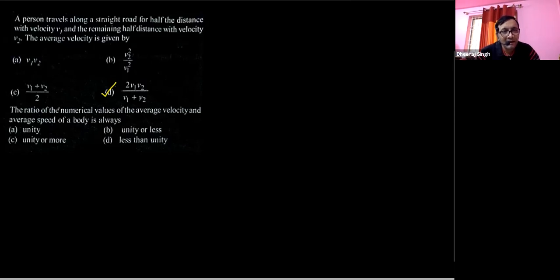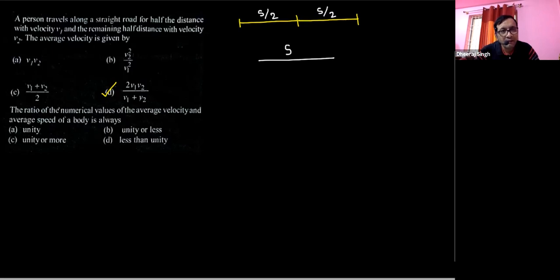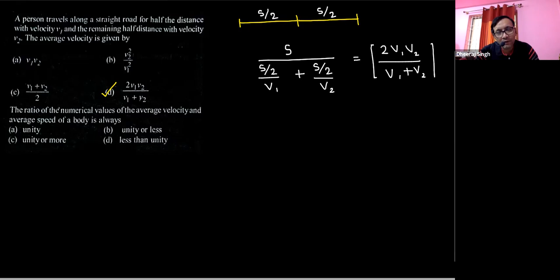Again, it is total distance by total time. So first, let's say the distance is this much, then that much. It travels half the distance, let's say S by 2, and this is also S by 2. So total distance is S, divided by total time. Time for the first S by 2 is S by 2 divided by V1. For the second half, the time is S by 2 divided by V2. So you will get 2V1V2 divided by V1 plus V2. Harmonic mean.